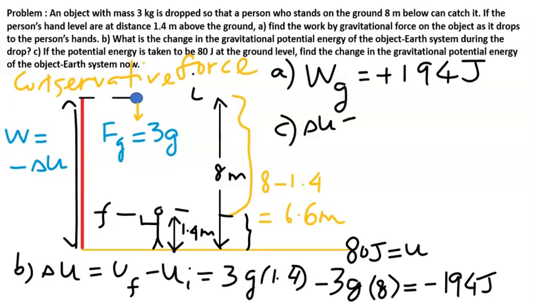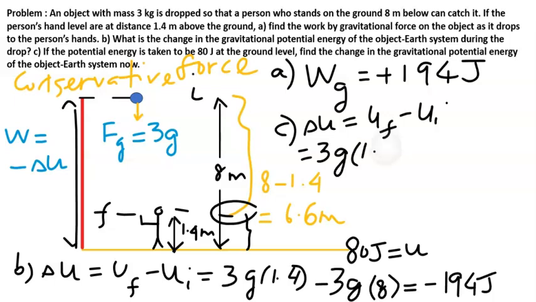The change in the potential energy is the final potential energy minus the initial potential energy. The final potential energy is the potential energy at that level. So it is the mass times gravity times 1.4 meters. Do not forget to add 80 because now all the energy levels have been raised by 80 joules. So that is the final potential energy.